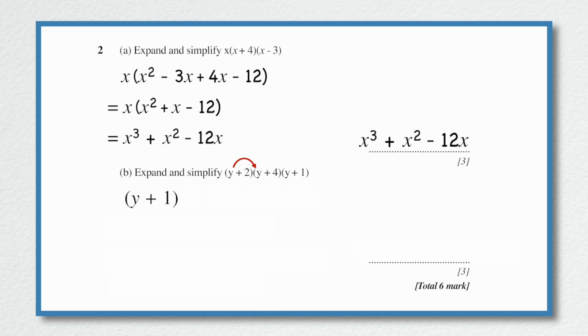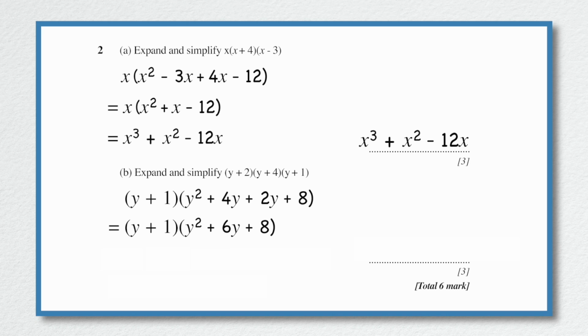Y multiplied by y is equal to y squared. Y multiplied by 4 is equal to 4y. 2 multiplied by y is 2y. And 2 multiplied by 4 is equal to 8. Let's simplify this. So we have y add 1 multiplied by y squared add 6y add 8. And that will give you 1 mark.